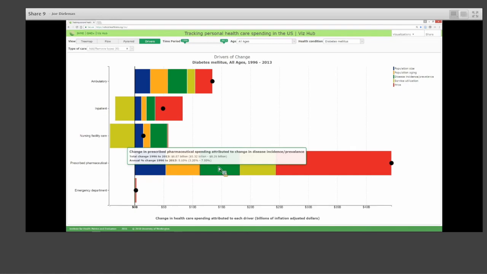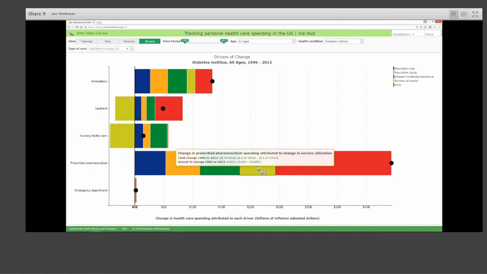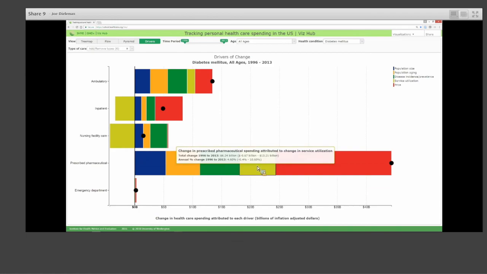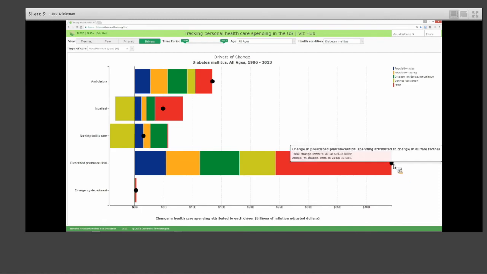The utilization of pharmaceuticals for diabetics has gone up, and the price of those pharmaceuticals has gone up dramatically. And when we add all 5 of those increases together, we see that pharmaceutical spending on diabetes has increased alone by $44 billion. So I'm going to switch back to the slides.